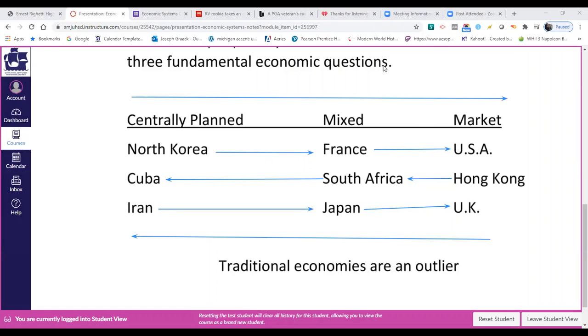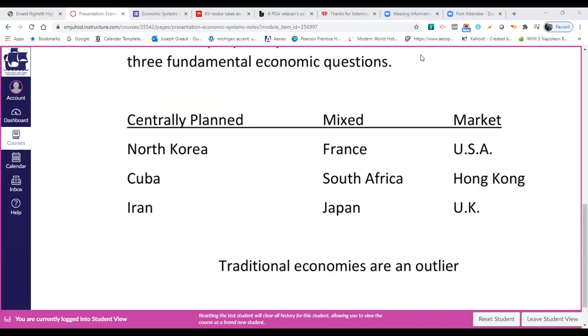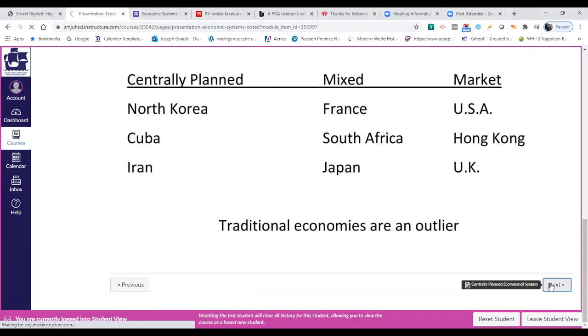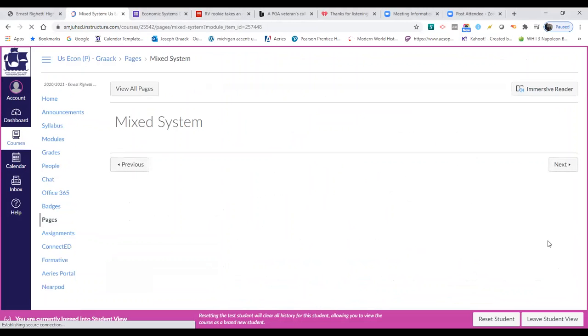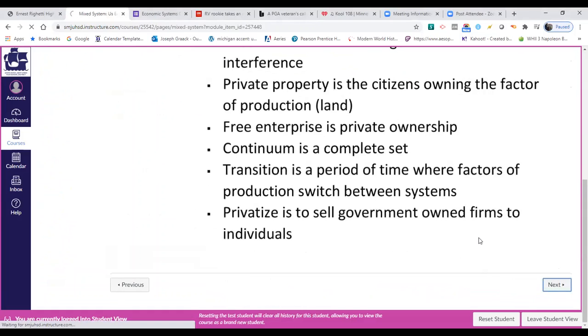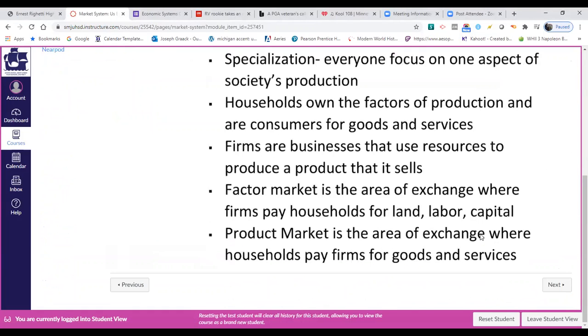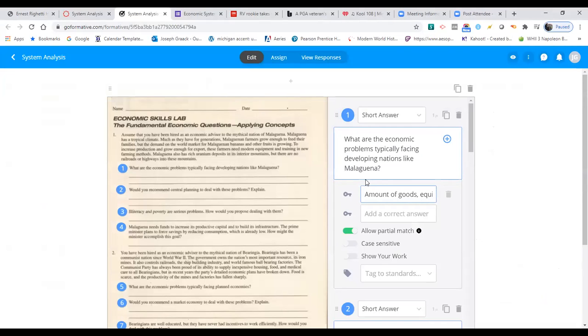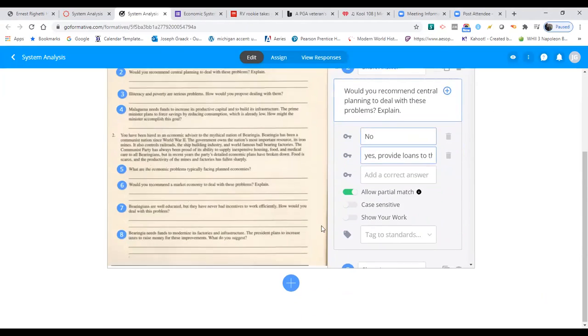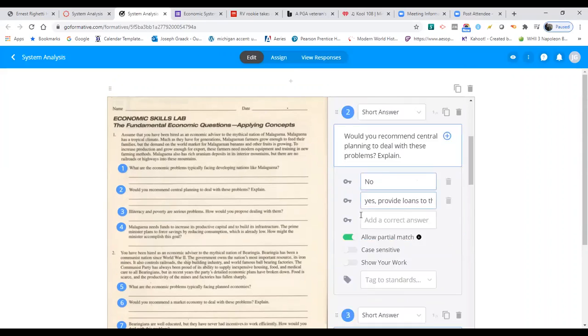Okay, so what that meant was, after you went through all of this, and as I said, you didn't have to do it because I wanted you to focus on other things, so these are still open through Friday. We did a system analysis, which is in your Go Formative. So if you click here and you're logged into your Formative, it'll show you something similar to this. We did this in class together, right? We had 2 groups. Group 1, you took Malaguena. Group 2, you took Beringia, right? And the fictional countries in terms of what would happen.